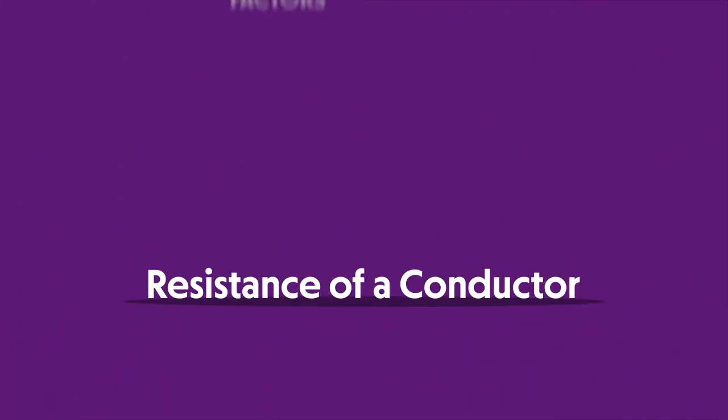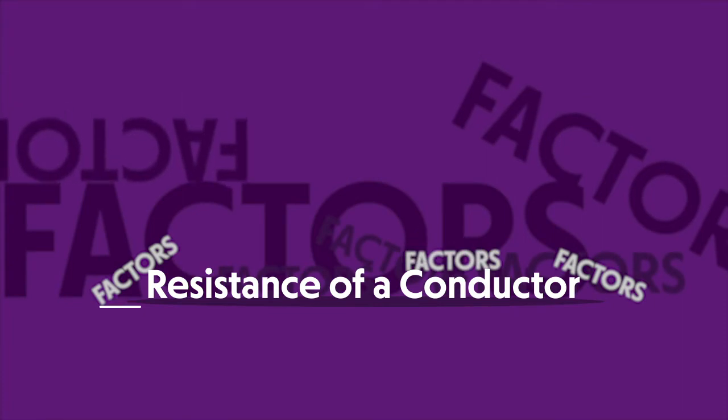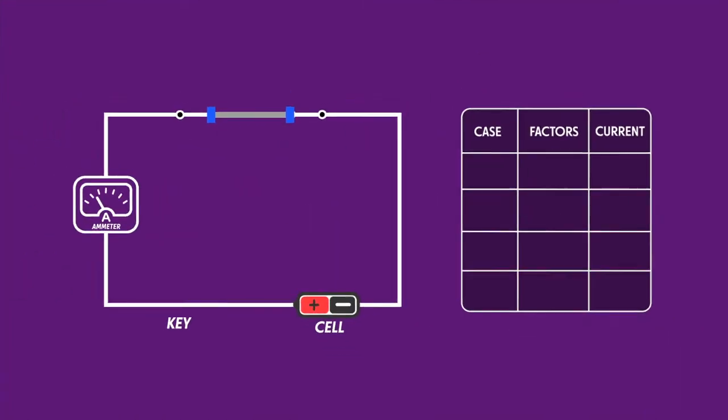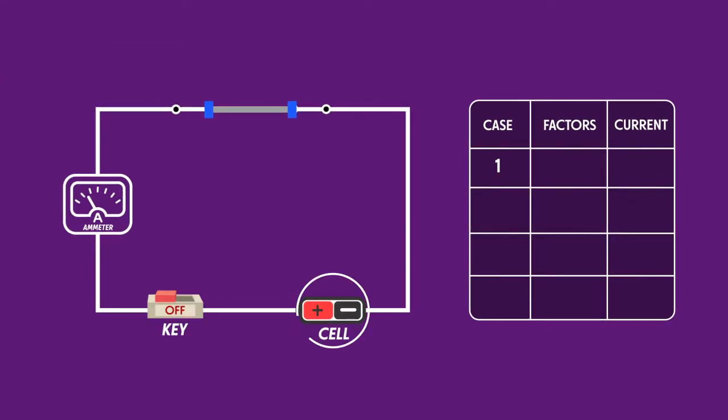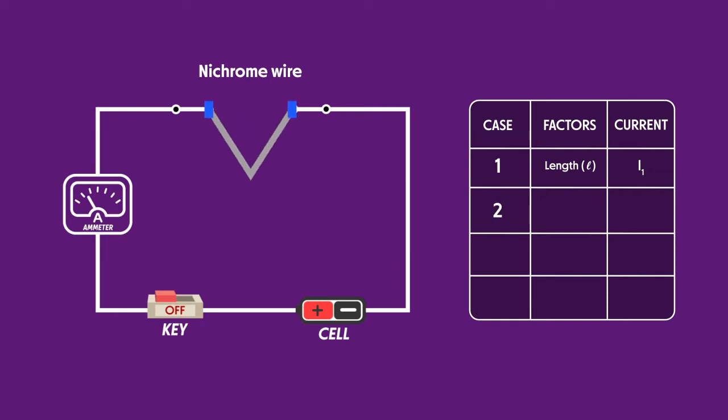Now, let us see the factors that affect the resistance of a conductor. For this, let us perform another activity. Connect the electric circuit consisting of a cell, an ammeter, a nichrome wire of length L, and a key. Now, we plug the key and note the current in the ammeter. Then, we replace the first nichrome wire by another nichrome wire of the same thickness, but twice the length, that is 2L. Then we again note the ammeter reading.